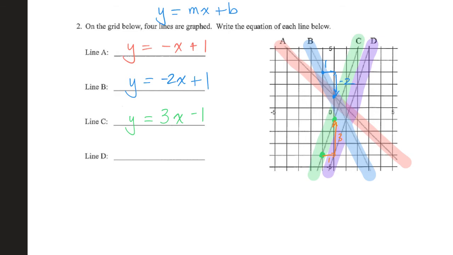Now, I should be able to just erase that writing. There we go, just to clean up the picture a little bit. And now let's jump into graph D. So if we struggled a little bit through those first ones, then I want you to come up with the equation now for line D. Pause the video.